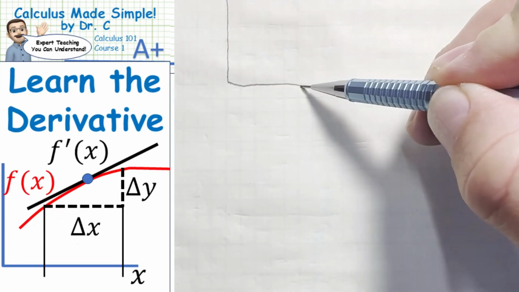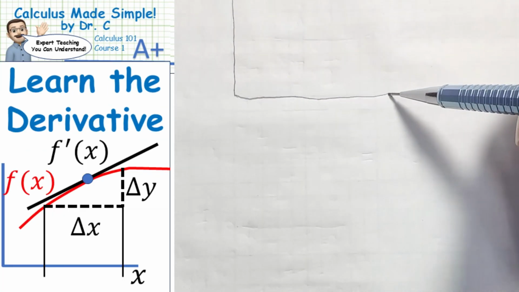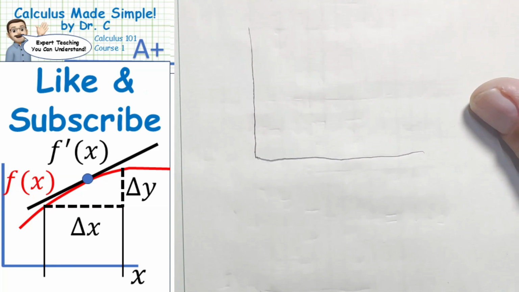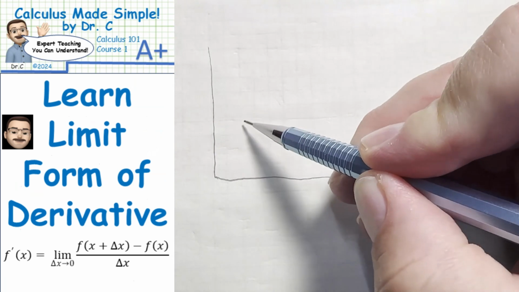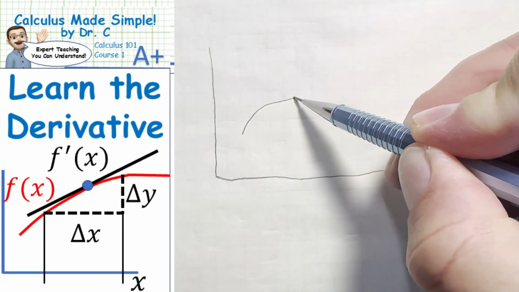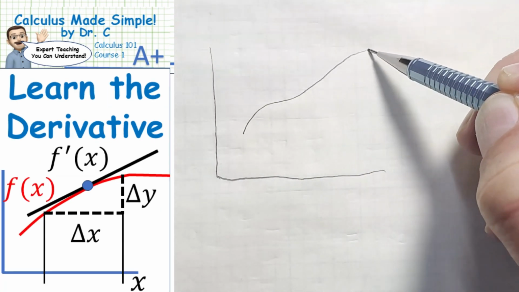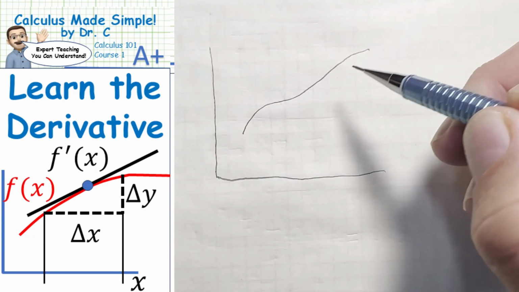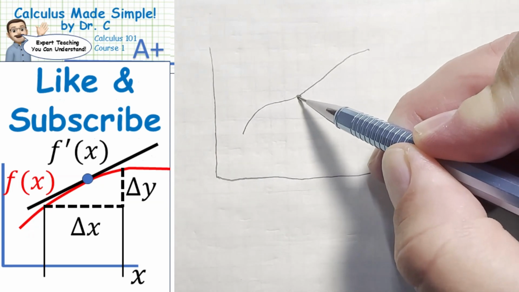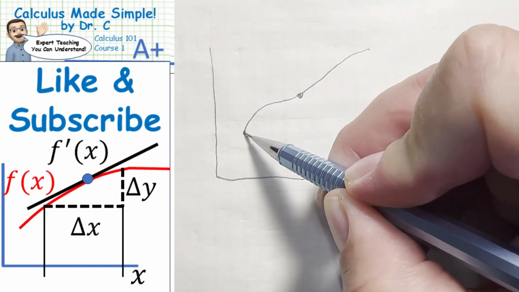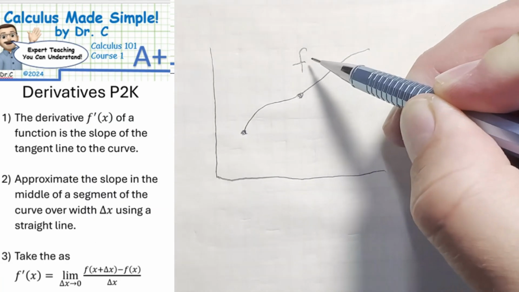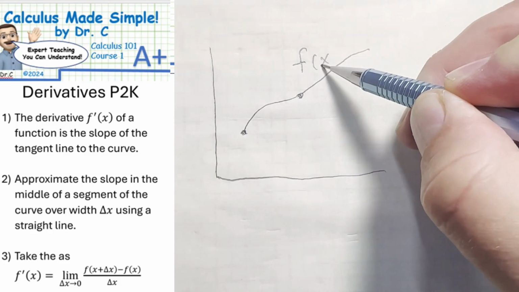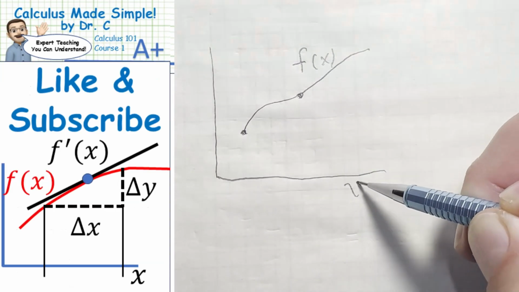I'm going to draw this. I'm going to draw a curve. So suppose we have this curve here. Bang. Okay. Take these 2 points. So here's a function f of x. Let this be x. Okay?